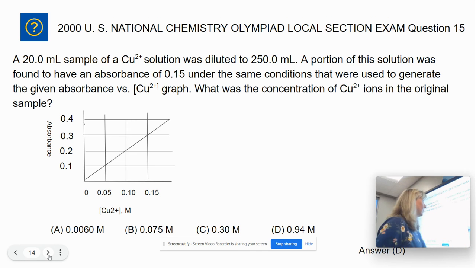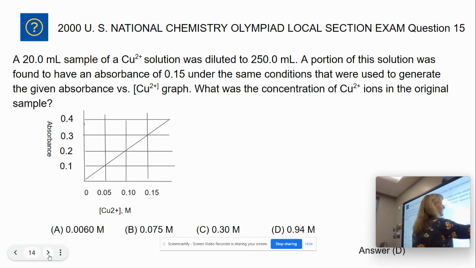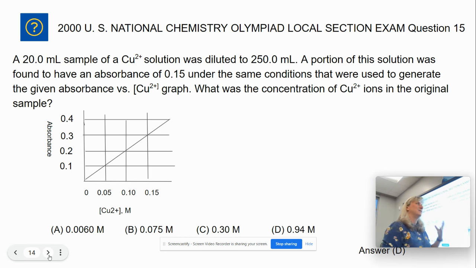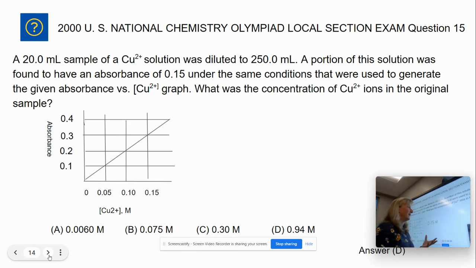All right, so looking at the graph, we would say, okay, 0.15 was the absorbance, so 0.15 going over to the line, coming down. Oh, so that concentration is 0.075 molar. And you look at your answer choices, well, guess what? That is an answer choice, but that's not the correct answer because that was the concentration of the dilute sample. So they were a little tricky here. It does say what's the concentration in the original sample, but you know how it is. A lot of kids will see that 0.075 and they'll think they're done because that's one of the answer choices. So again, really stressing, well, you're not done.